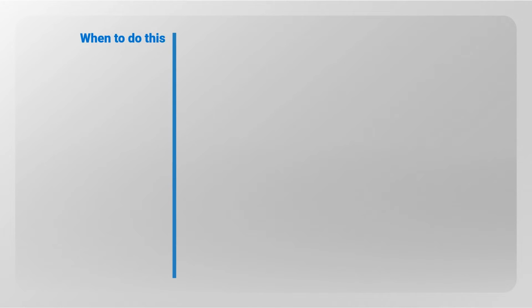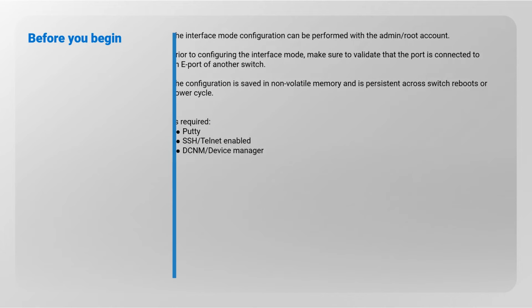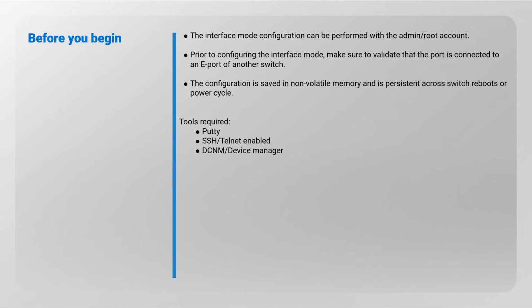When to do this? When you want to set the administrative mode of fiber channel port to mode E. Before you begin, the interface mode configuration can be performed with the admin or root account. Prior to configuring the interface mode, make sure to validate that the port is connected to an ePort of another switch. The configuration is saved in non-volatile memory and is persistent across switch reboots or power cycle.